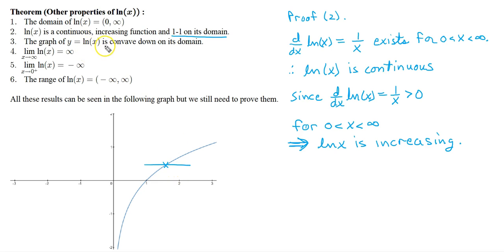Let's take a look at number 3. Let's prove that the graph of the ln function is concave down. So to do that, recalling our results from Calc 1, all we have to do is take the second derivative and show that it is negative. Well, if we take the second derivative of our natural logarithm function, the second derivative of the ln is going to be the derivative of the first derivative, 1 over x here.